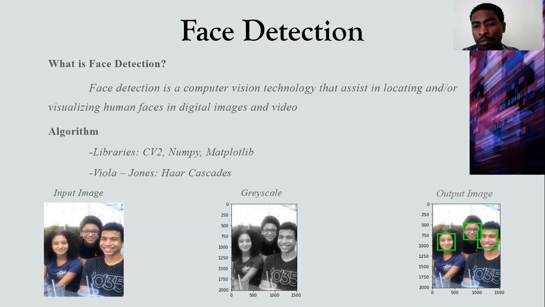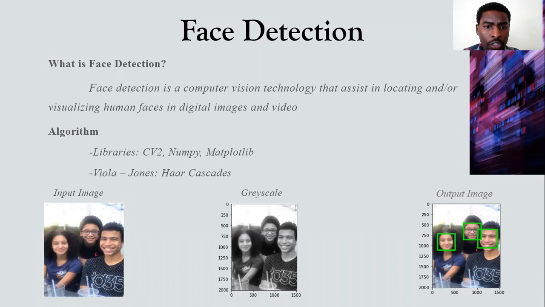Face detection is a computer vision technology that assists in locating or visualizing human faces in digital images and videos. The algorithm that I used was basically the Viola-Jones algorithm, the Haar cascades. The libraries I imported were CV2, NumPy, and Matplotlib. Now, going back to the Viola-Jones algorithm, the Haar cascades basically use object detection, for face detection using edge line detection features.